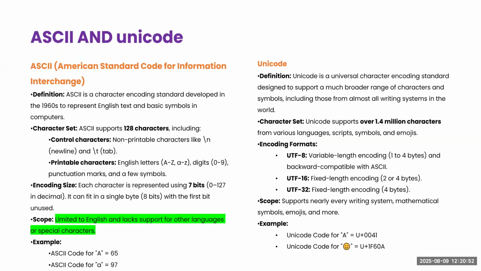We can only show 128 characters, right? Limited English words. But then Unicode was introduced. It's a universal character encoding designed to support a much broader range of characters, and there are 1.4 million characters. From this Unicode, now we have a chance to give these icons also. Mathematical symbols, emojis, and everything we can show from this Unicode, right?